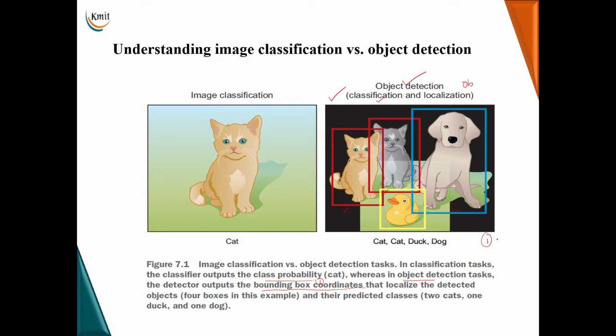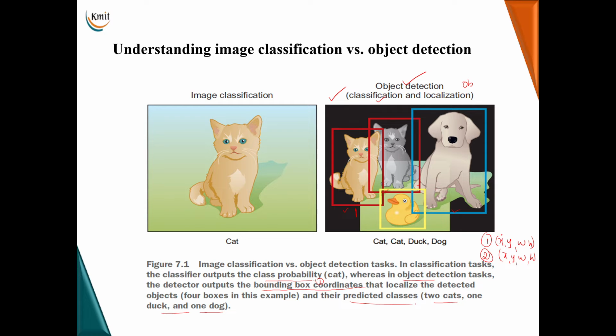In the first set, I will have x, y, w and h of the first box. For example, this is my first box. The second output is the same values x, y, w and h for the second box, third box and fourth box respectively. Along with these coordinates, the other output you get is the predicted classes. So what are the classes predicted in the given example here? 2 cats, 1 duck and 1 dog. This is what is called object detection.